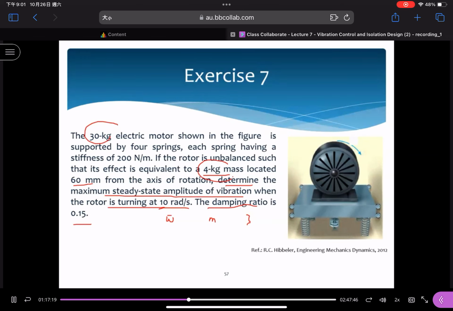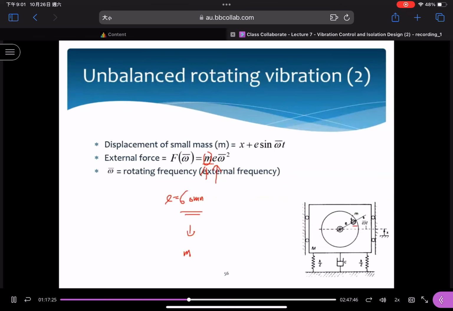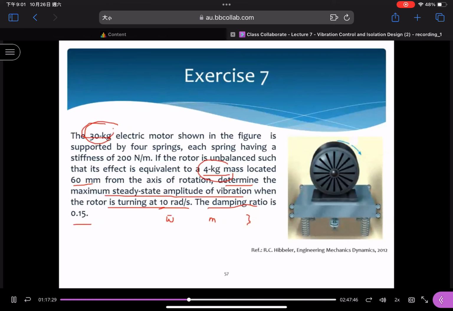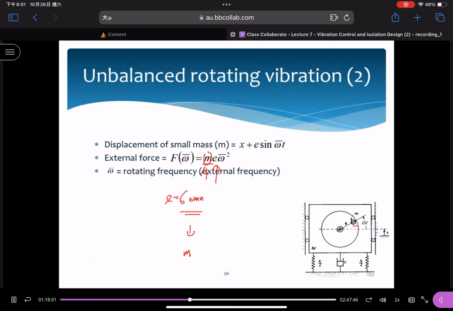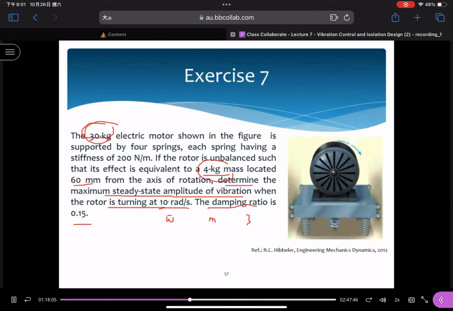How about this one? There are 2 mass values here. One is the 4 kilogram mass, this one, the small letter m. How about this one? 30 kilogram. This is the big letter M. You may regard that we have a large mass. Inside the mass, we have a small mass in rotation. Because of that mass, it creates an unbalanced force to drive the motions of the whole system. Okay, any problems about this one? We match the values for each parameter.